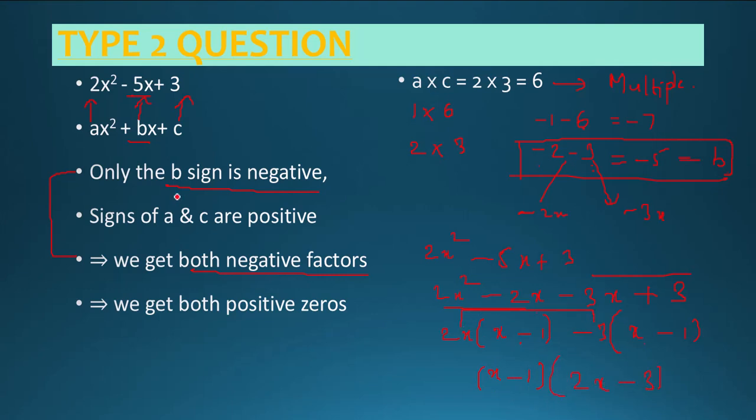You can see whenever the B sign is negative and the A and C signs are positive, compulsorily you'll get both negative factors only. Because once we got a pair of factors for 6, we directly gave the negative signs to both the factors. So there is no hit and trial here also, if we are very clear about these 2 points.